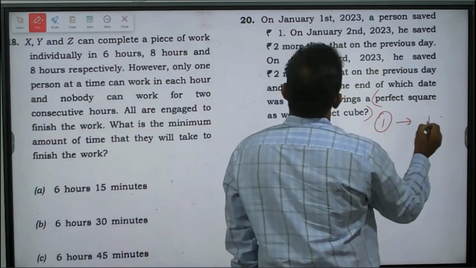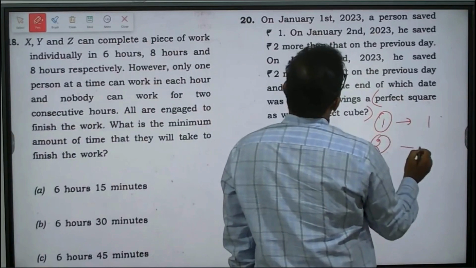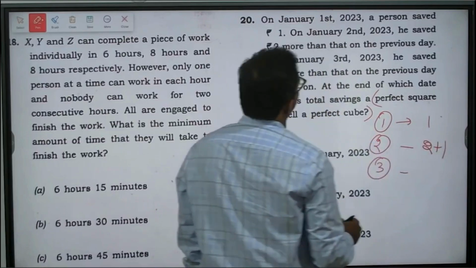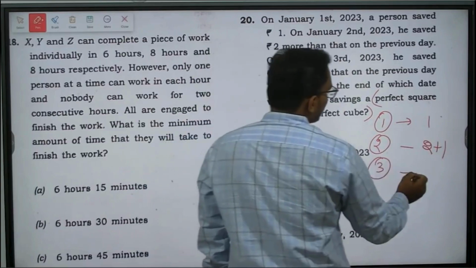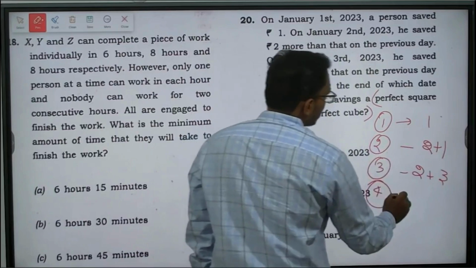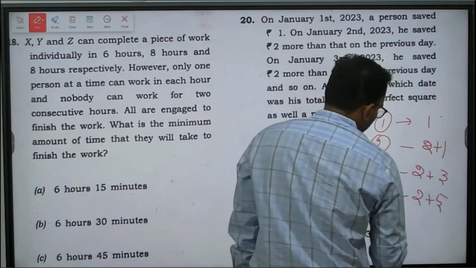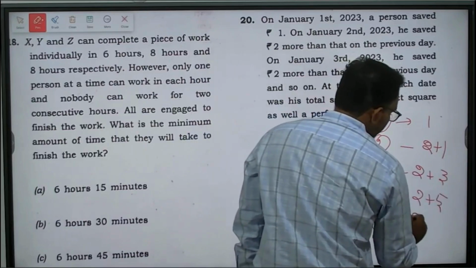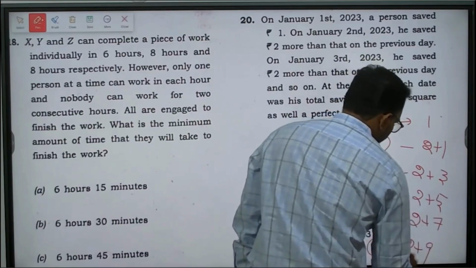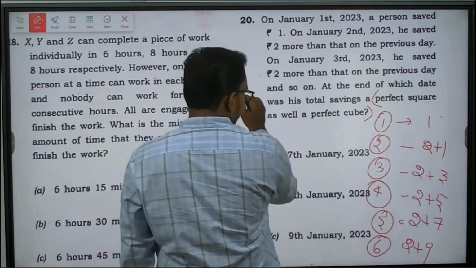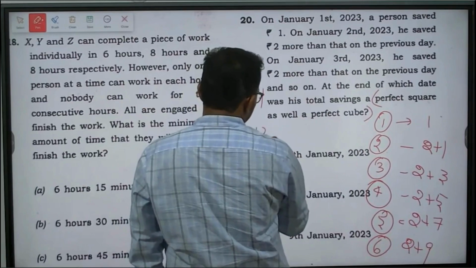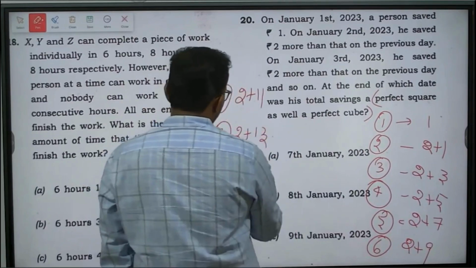So it said that on day one, the person saves 1 rupee, and on January 2nd he saves 2 more than the previous day. So 2 plus 1. Third day he saved 2 more than the previous day. So 2 plus 3. Fourth day, 2 plus 5. Fifth day, 2 plus 7. Sixth day, 2 plus 9. Seventh day, 2 plus 11. Eighth day, 2 plus 13.